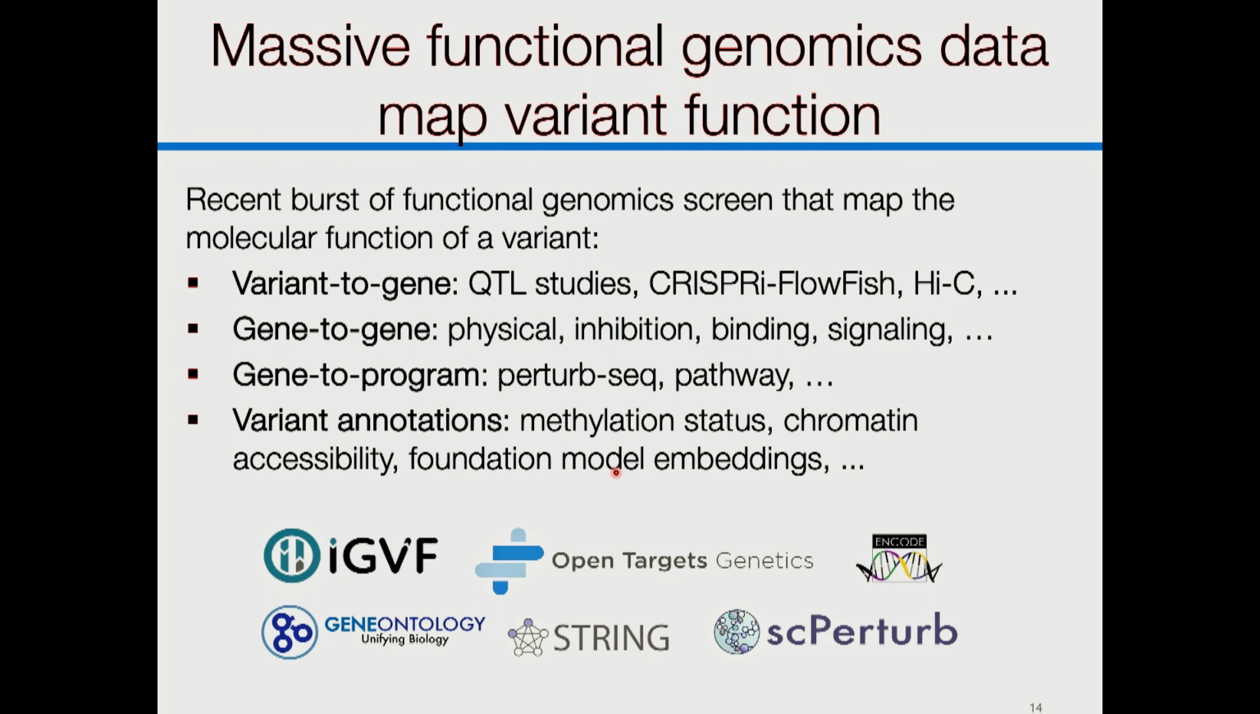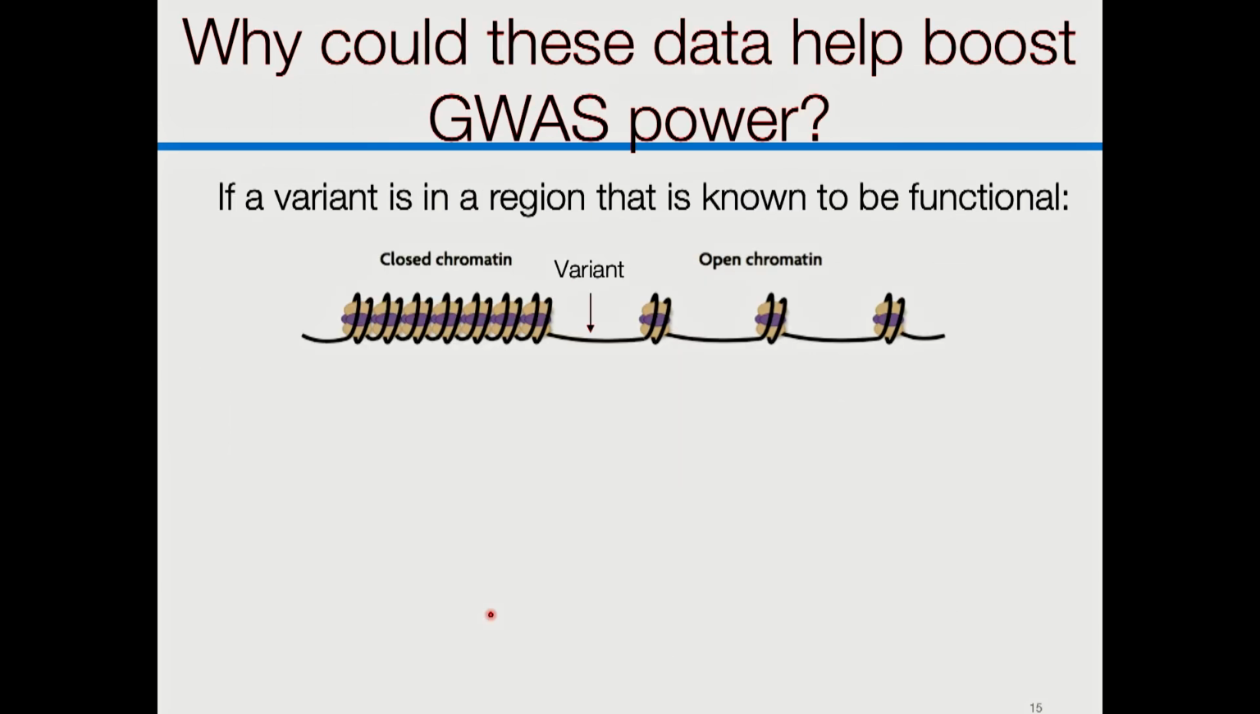And there are also variant annotations, like methylation status, chromatin accessibility, and recently a burst of foundation model embeddings that can annotate the variant to give informative information about it. And there are numerous data resources scattered across different databases to map these variant functions.